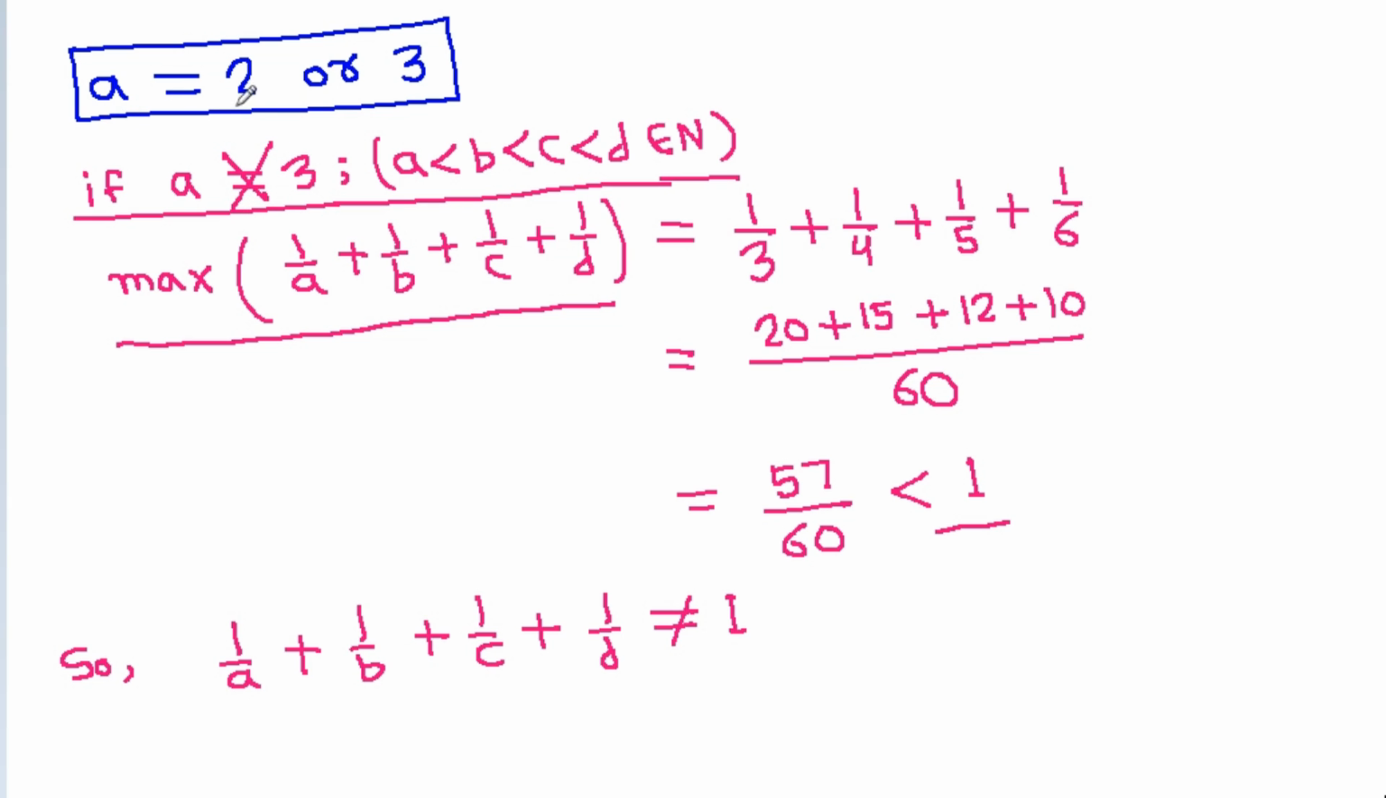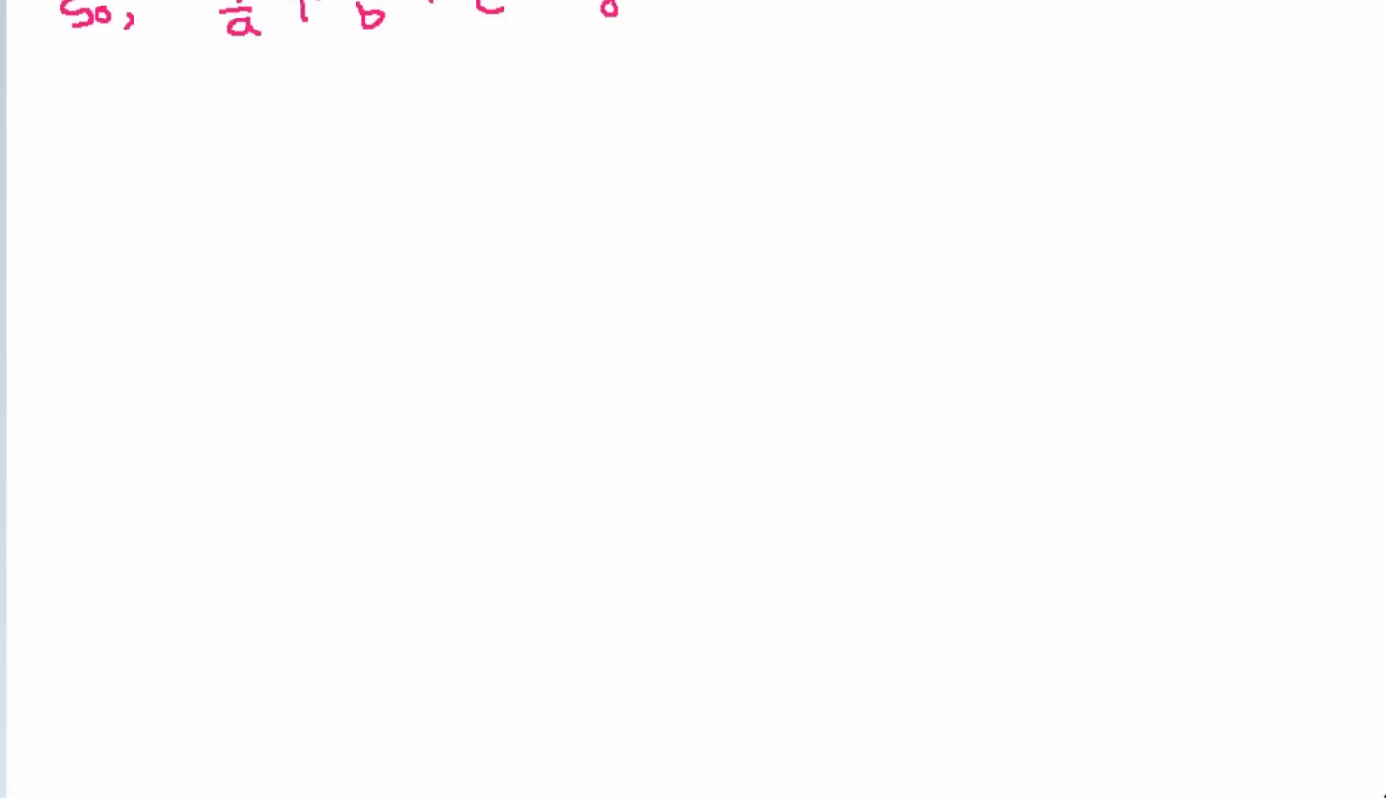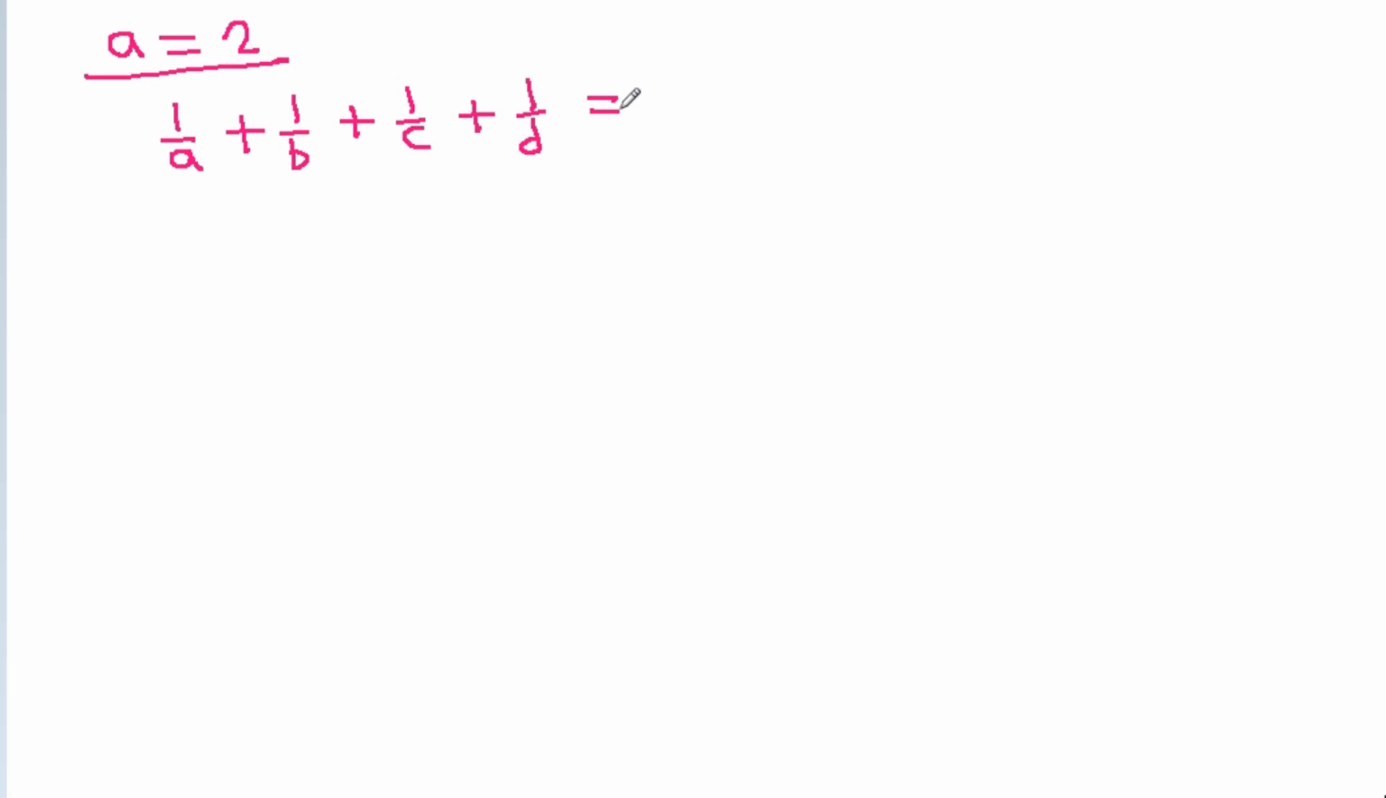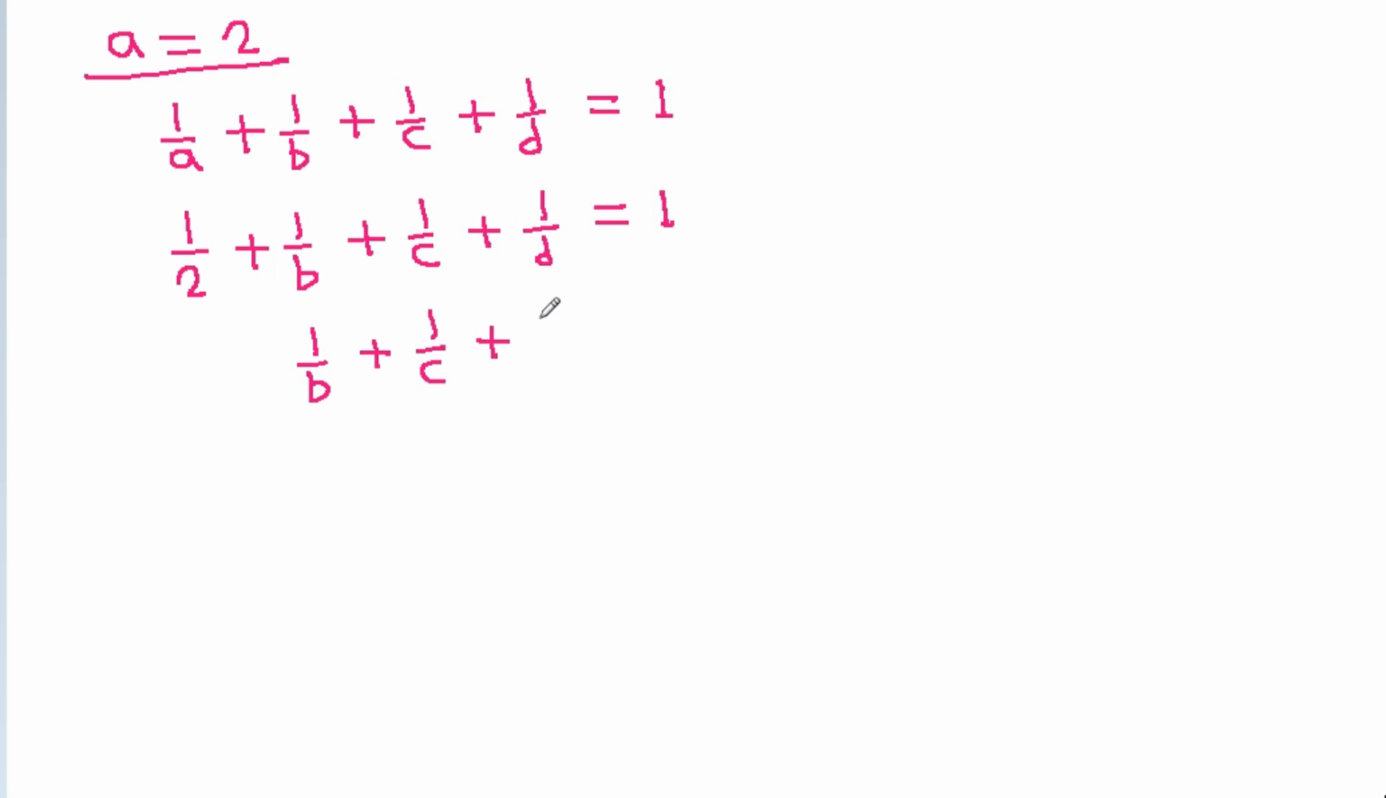That means a is equal to 2. a is equal to 2, and we have 1/a + 1/b + 1/c + 1/d is equal to 1, and 1/a is 1/2, plus 1/b plus 1/c plus 1/d is equal to 1. So 1/b + 1/c + 1/d will be equal to 1 minus 1/2, which is 1/2.